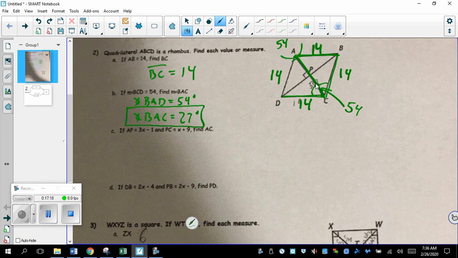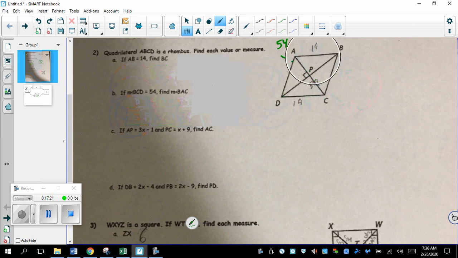Okay. So AP right here is equal to 3x minus 1. And PC, where's PC? PC is equal to x plus 9. Again, it doesn't matter that this is a rhombus in this case. What we know is that those two things are going to be congruent to each other. So we have 3x minus 1 is equal to x plus 9, which means, if you do the math and subtract x from both sides and add 1 to both sides, x is going to be equal to 5.